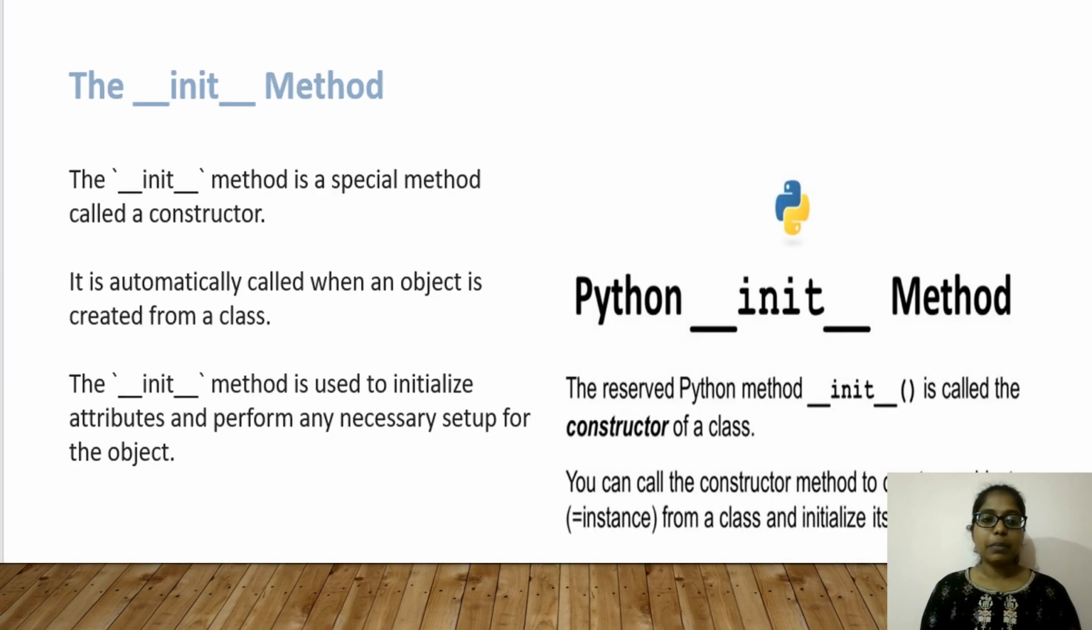The double underscore init method. The double underscore init method is a special method called a constructor. It is automatically called when an object is created from a class. The init method is used to initialize attributes and perform any necessary setup for the object. This method is known as the init method.